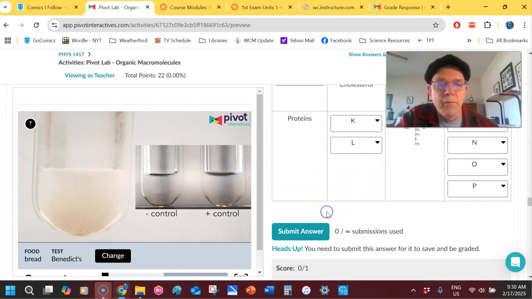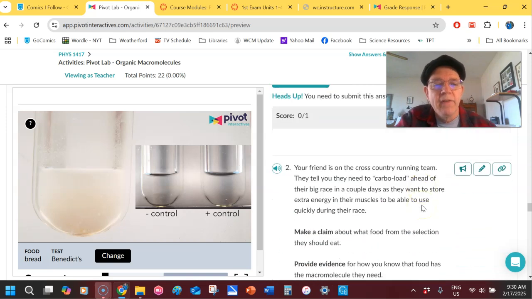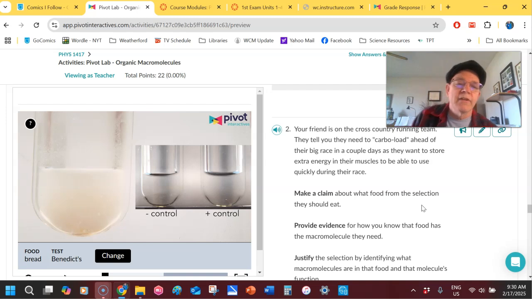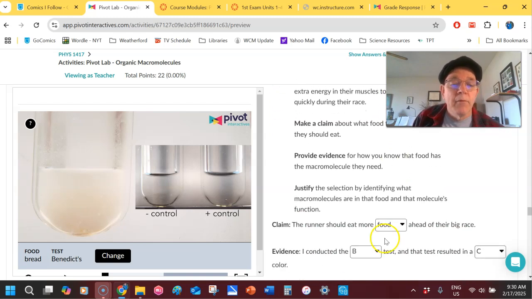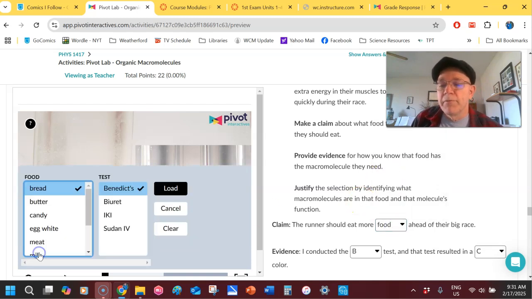You would just find the correct box and the correct description that fits with the other information that's on that line, all right? Then they give you specific examples, okay? For example, you're a cross-country team, you want to carbo load, so you're getting carbohydrates. So it says you make a claim about what food they should eat. So you click here, pick a food of all the different foods that are over here they're testing, okay?